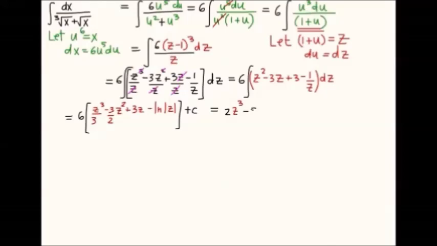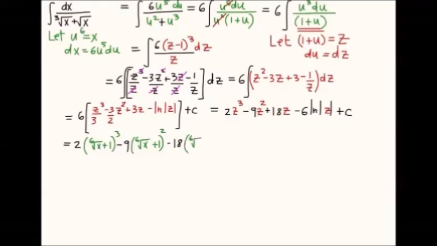Now simplified, we'll have 2z to the 3rd minus 9z squared plus 18z minus 6 ln of z. However, the integration was in terms of x, so we then need to plug our u value and z value back into the integration or problem now, so that we have it in terms of x. Now write that out. And it should look something like this once you plug your z and your u values back in. And this will be the final answer plus c.